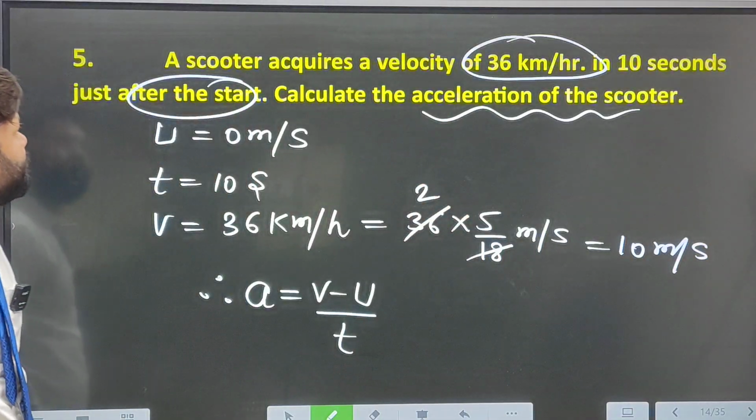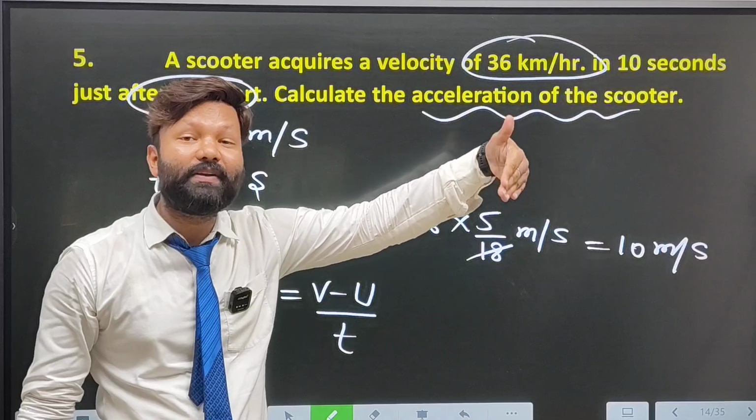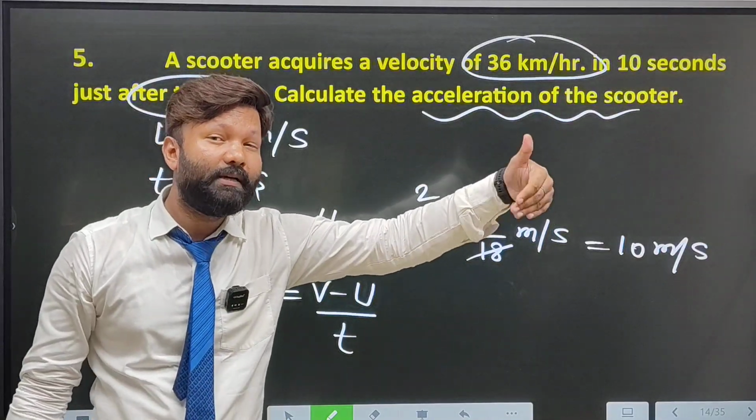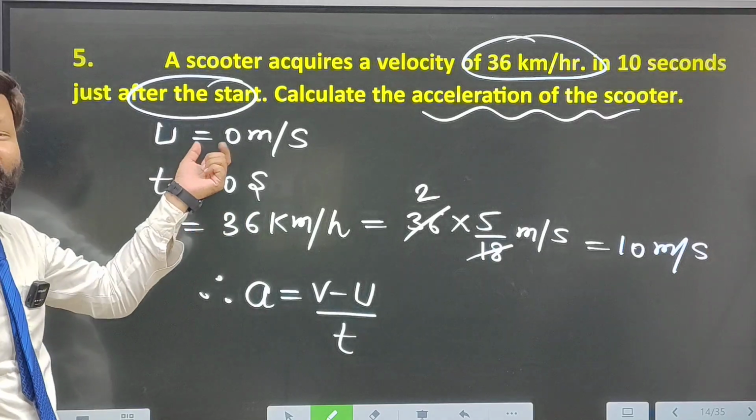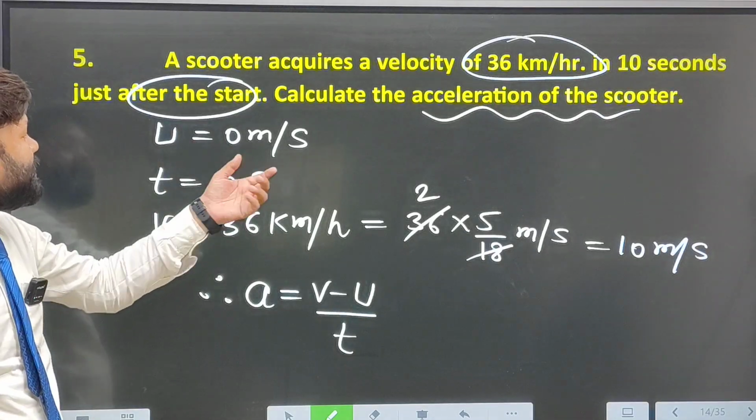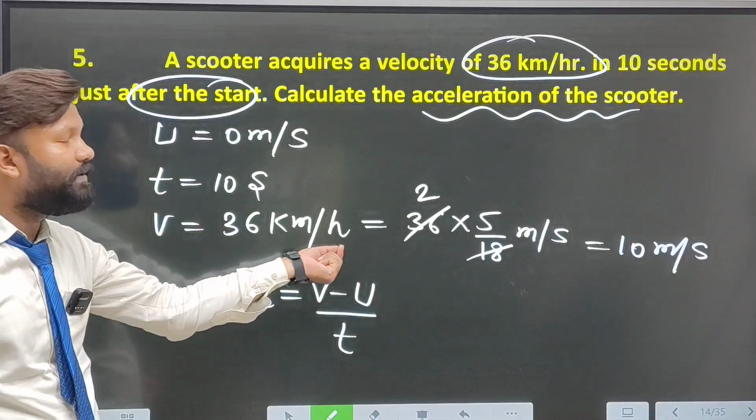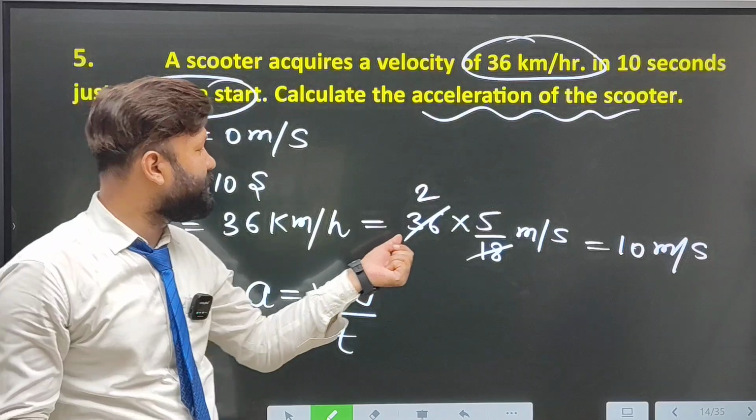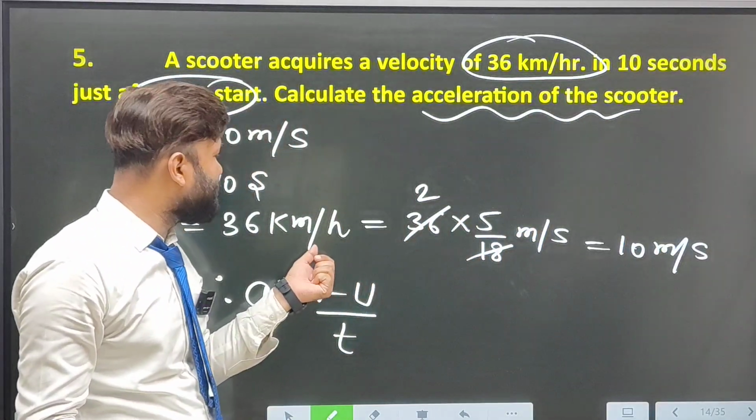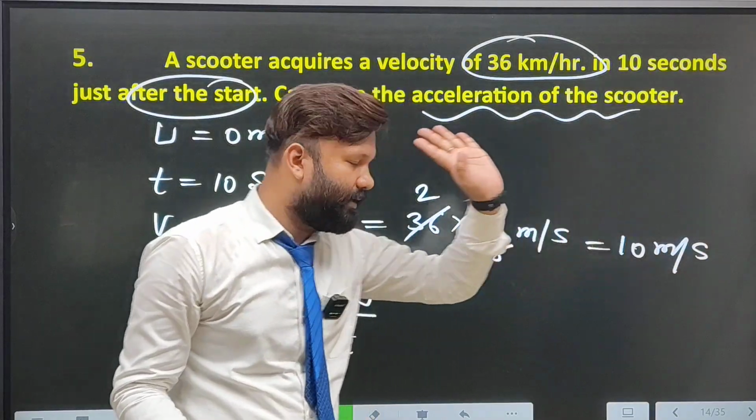So you have seen that a scooter acquires a velocity of 36 km per hour just after the start. So when the scooter has started, its initial velocity is 0. After the start means how much time have they taken? 10 seconds to acquire the velocity of 36 km per hour. Here it is kilometer per hour, which we have to change into meter per second. So how will we change? By multiplying 5 by 18. So 10 meter per second.